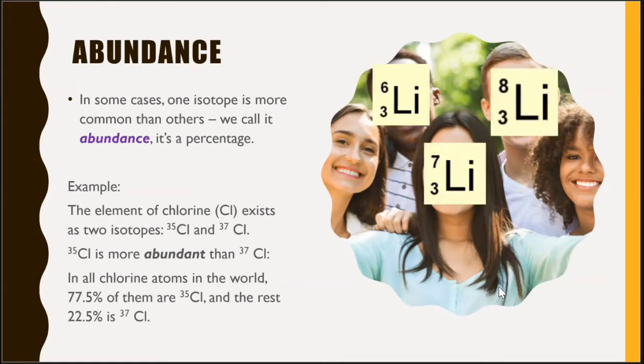In some cases, one isotope is more common than others. We call it abundance. For example, the element chlorine exists as two isotopes, chlorine-35 and chlorine-37. 35 is more abundant than 37, in that of all the chlorine atoms in the world, 77.5% of them are chlorine-35, and the rest are 37.